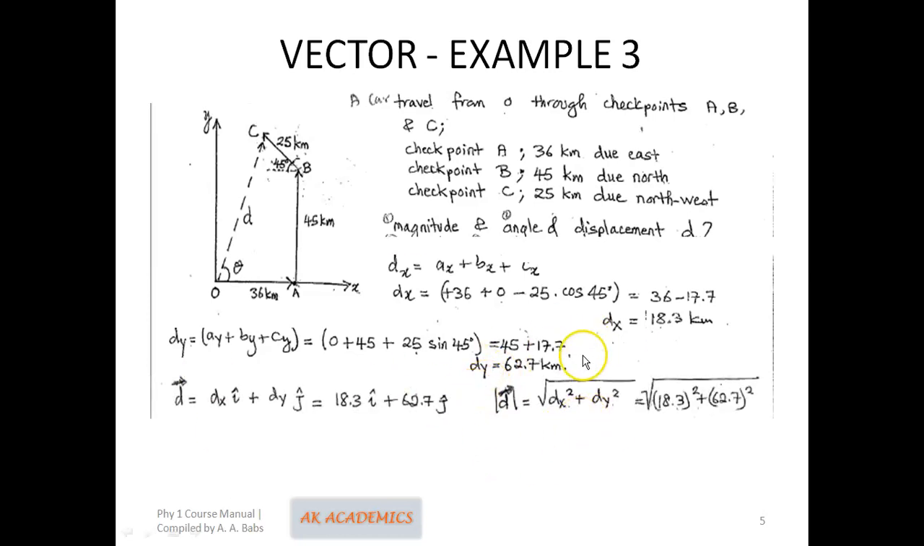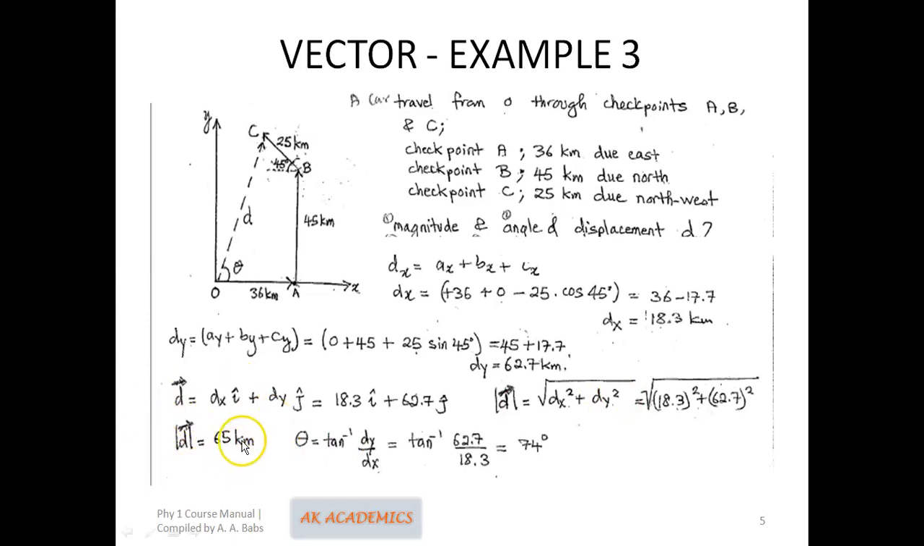So what next do we do? We can represent this in the vector notation by saying the vector d will therefore be dx i plus dy j, and that will give us 18.3i. From what we obtained here, our dx is 18.3i plus our dy is 62.7. We have 62.7j here. So this is the vector notation for the displacement. The magnitude of the displacement is equal to the horizontal component squared plus the vertical component squared, all in square root. We have 18.3 squared plus 62.7 squared. If you put them in square root, you're going to obtain the magnitude of the vector d. If you do that, what we have is magnitude of vector d equal to 65 kilometers.